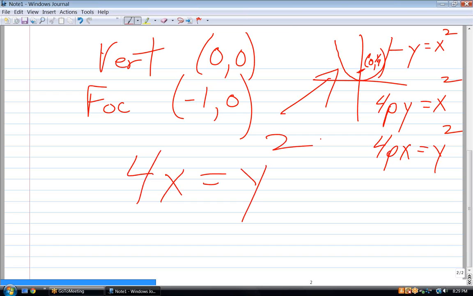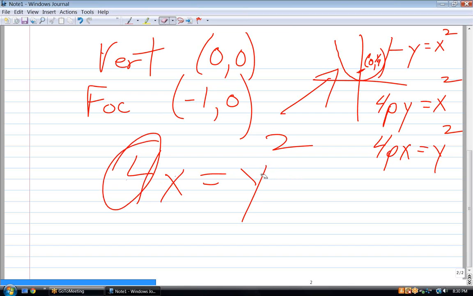It's the focus. What's p? When I say p, I really mean the focal length, because that's not where the focus always is. It's always there if the vertex is at 0, 0, but p is the distance from the vertex to the focus. That's all it is. So p is 1. We're equating 4p to 4.